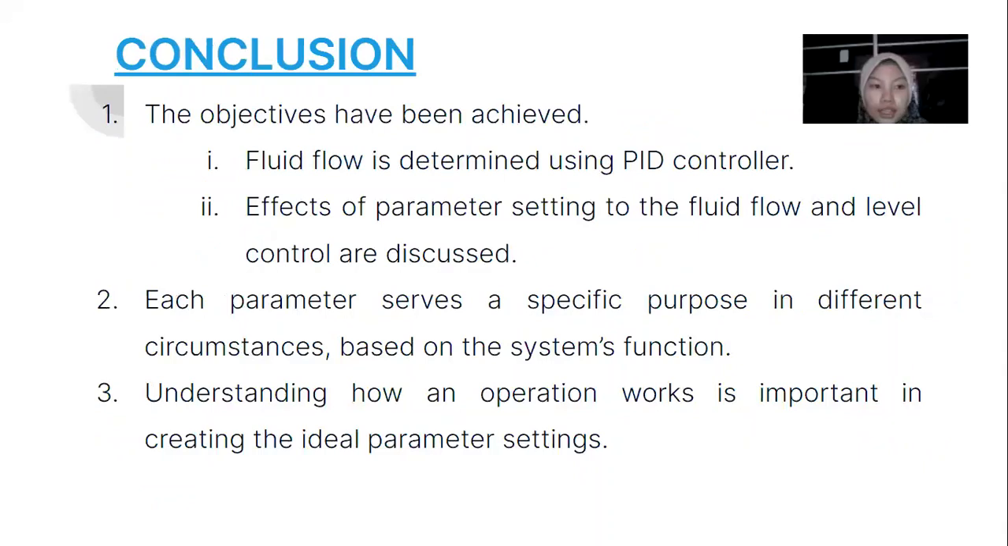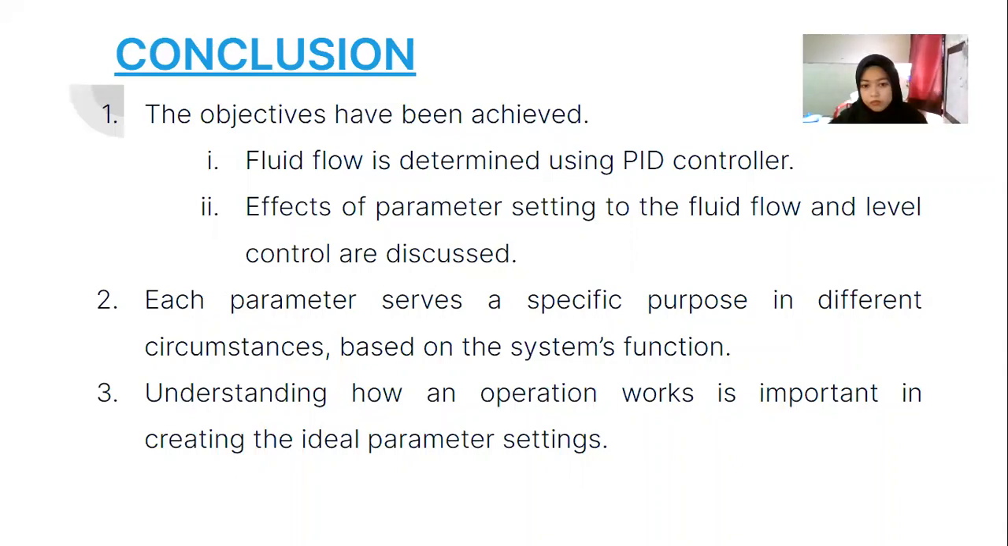In conclusion, the objectives of this experiment have been achieved. The first is that flow is determined using a PID controller, and the second is that the effects of parameter setting on the fluid flow and level control were discussed in the session just now. Each parameter serves a specific purpose in different circumstances based on the system function. Understanding how an operation works is important. I think that's all for this experiment. Thank you.